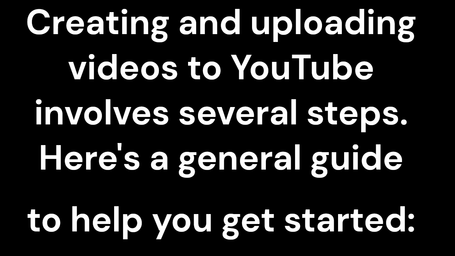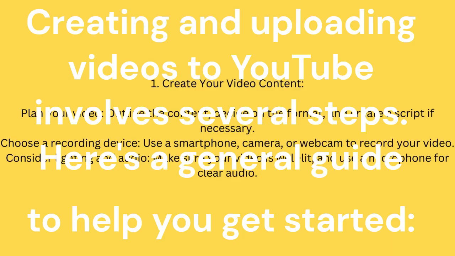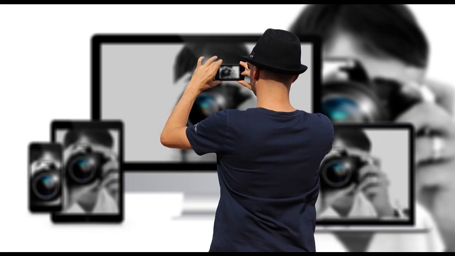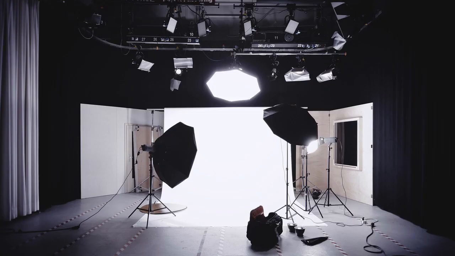Creating and uploading videos to YouTube involves several steps. Here's a general guide to help you get started. 1. Create your video content. Plan your video, outline the content, decide on the format, and create a script if necessary. Choose a recording device. Use a smartphone, camera, or webcam to record your video. Consider lighting and audio. Make sure your video is well lit, and use a microphone for clear audio.